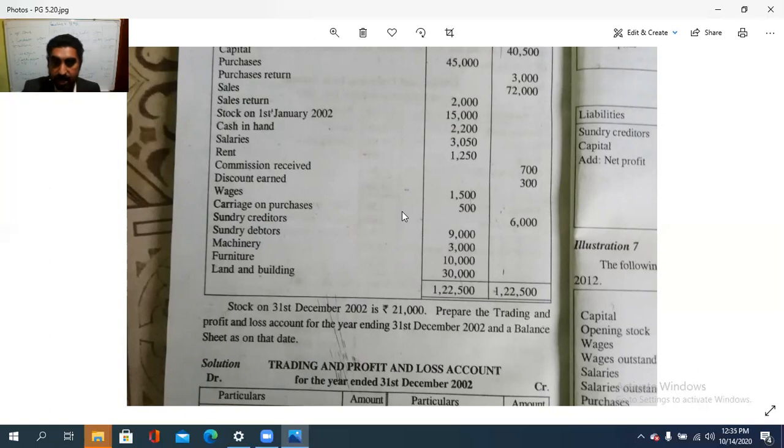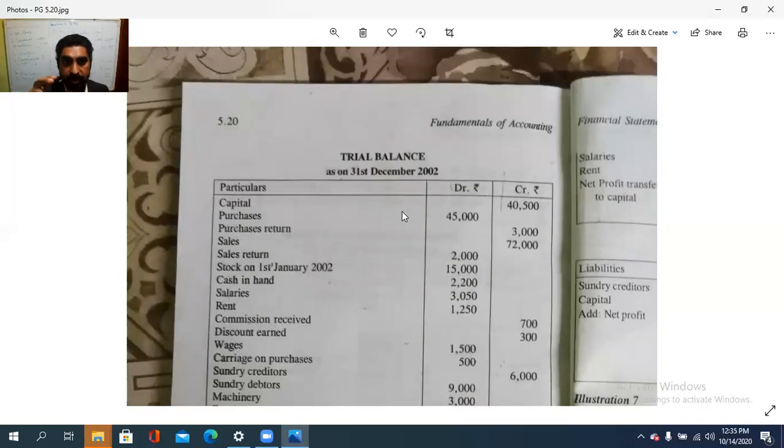Sundry creditors there. In either capital, purchases taken, purchase returns taken, sales returns taken, stock taken, cash in hand asset, salary expense that is already taken, rent 1,250 taken, commission received. So only this much. Okay. Then 33,000 is the total. Here 3,050 and 1,250, only two items.